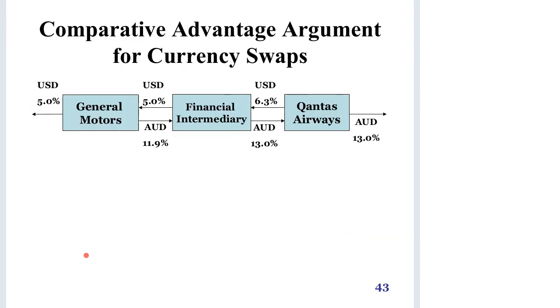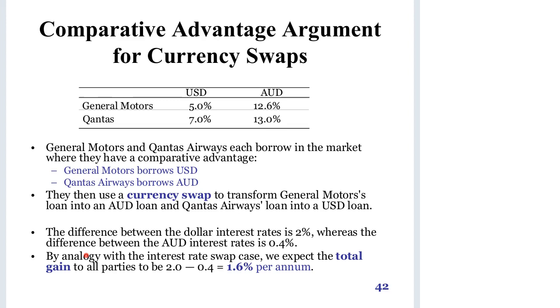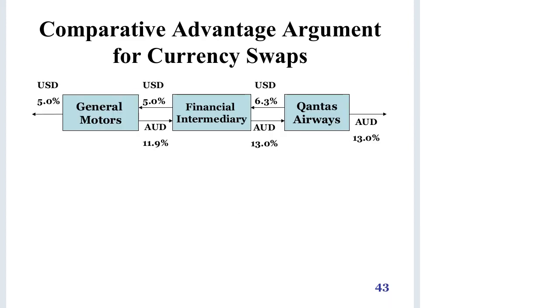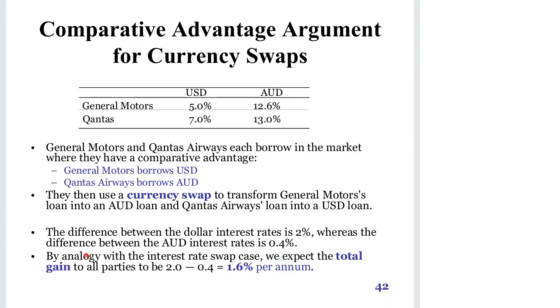If you look at it, how much is the financial intermediary earning? General Motors wanted Australian dollar funding, right? What is General Motors' cost? The benefit is 1.6%, and the split is 0.7% to General Motors, 0.7% to Qantas, and 0.2% to the financial intermediary.